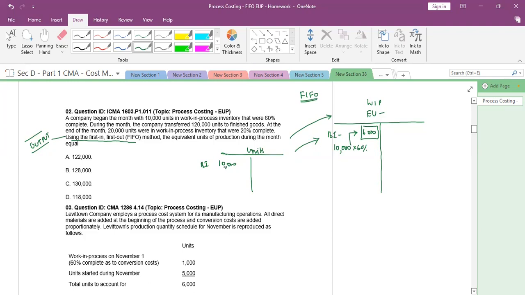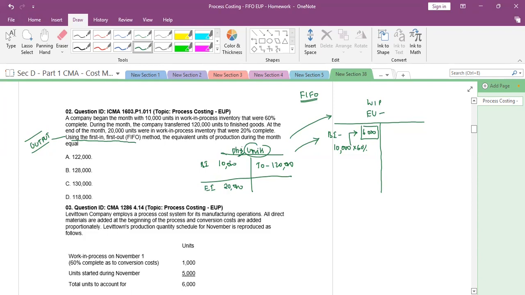During the month, the company transferred 120,000 units. So transferred out is already given. How many number of units? 120,000 units. At the end of the month, 20,000 units were in work in process. So ending inventory is also given, 20,000. Percentage will be ignored when we are doing physical units. As it is, we need to take.